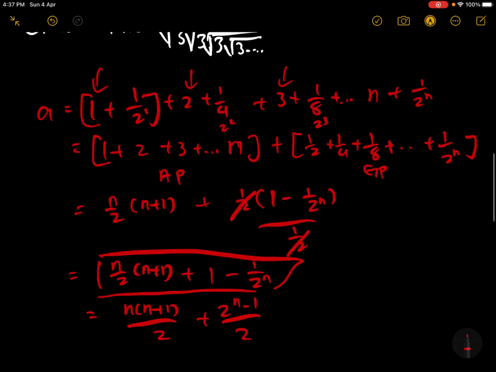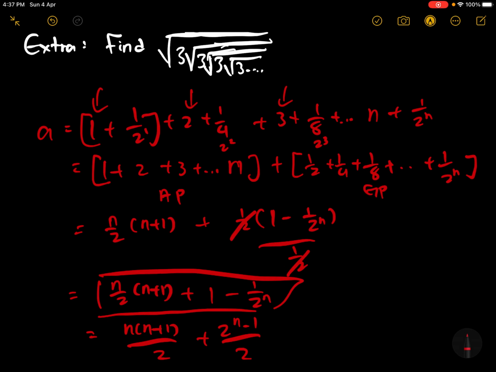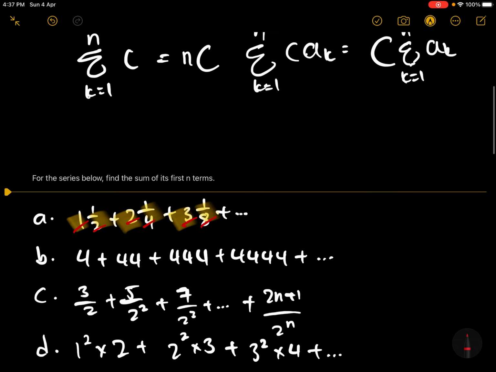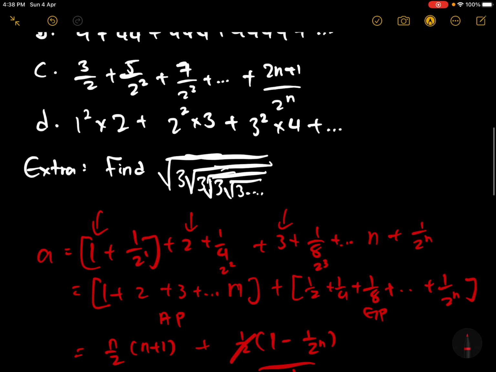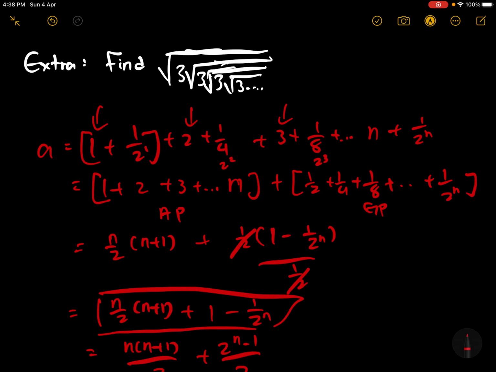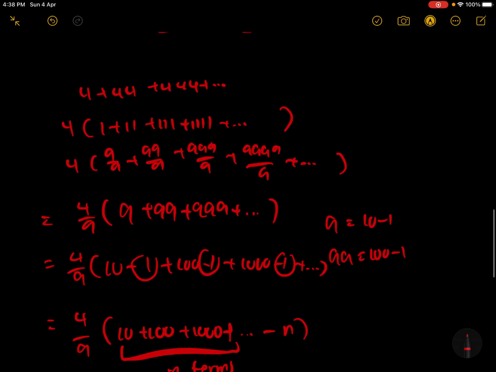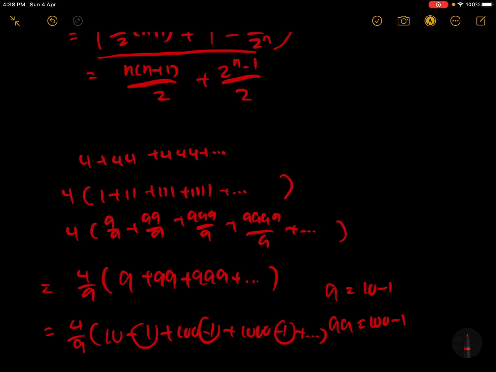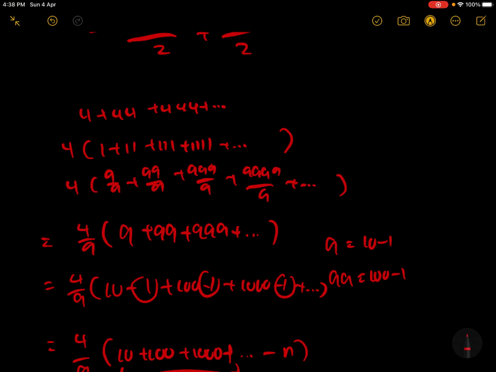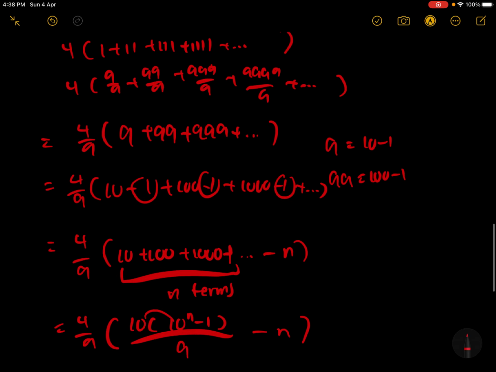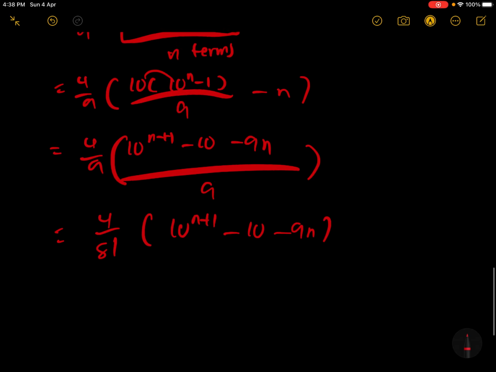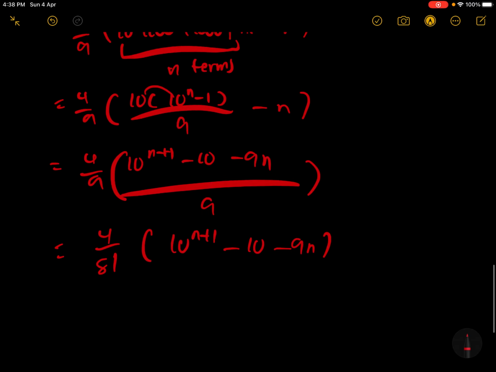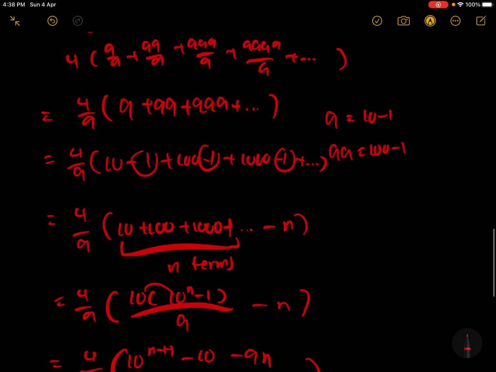So for this one, we separate them into an AP and a GP. And we know that there are n terms in here. So we use n as the final term. So here is n, here is 1 over 2n. And then similar here, where we take out the common factor, which is 4. And then we divide them by 9. So you will get 10 minus 1, 100 minus 1, and so on. The minus 1 repeats n times. So you can put minus n at the end. And then the remaining numbers, 10, 100, 1000, and so on, make a GP. So you can use the GP formula, the Sn formula for GP, and you will get the answer.